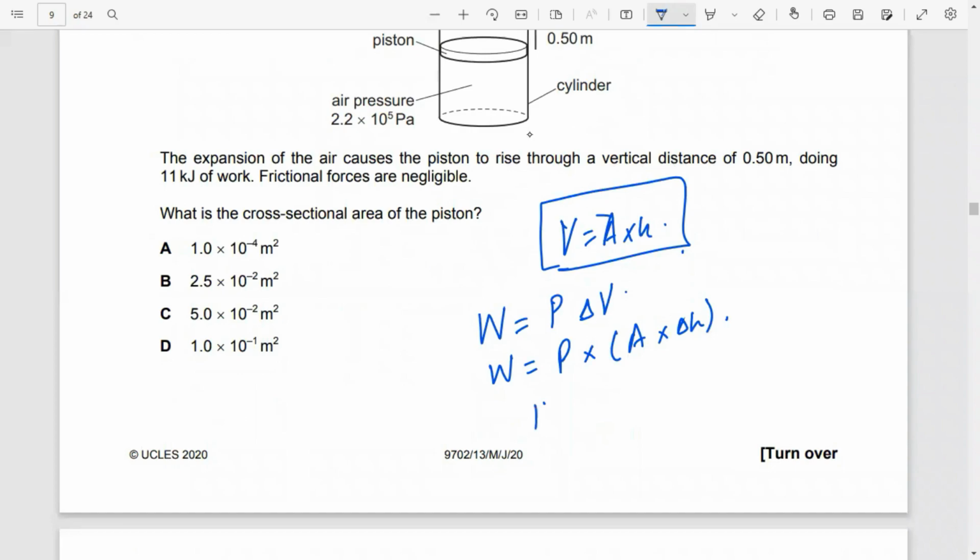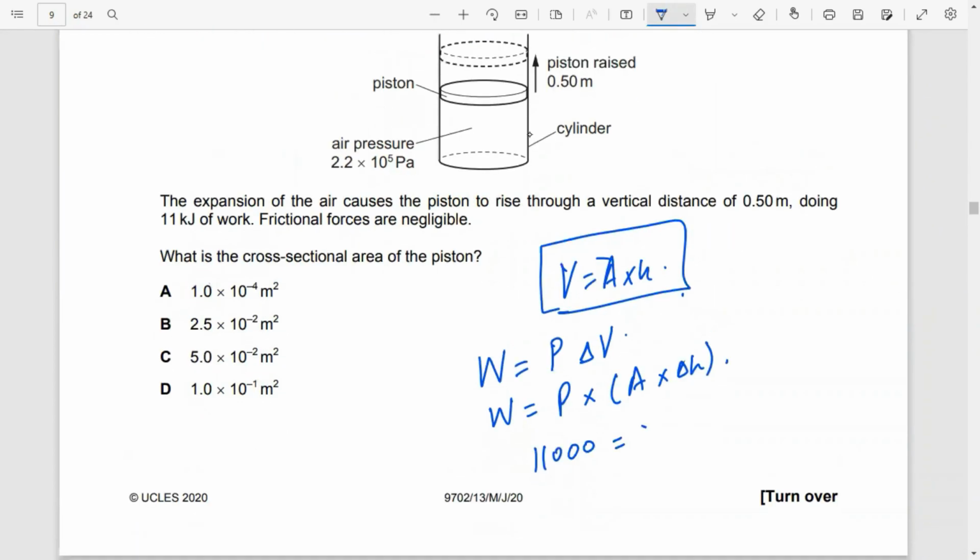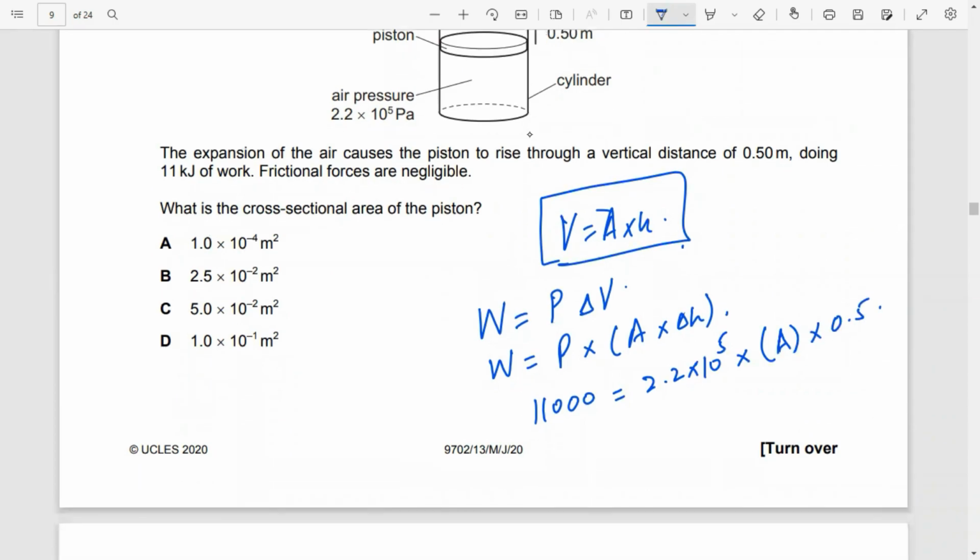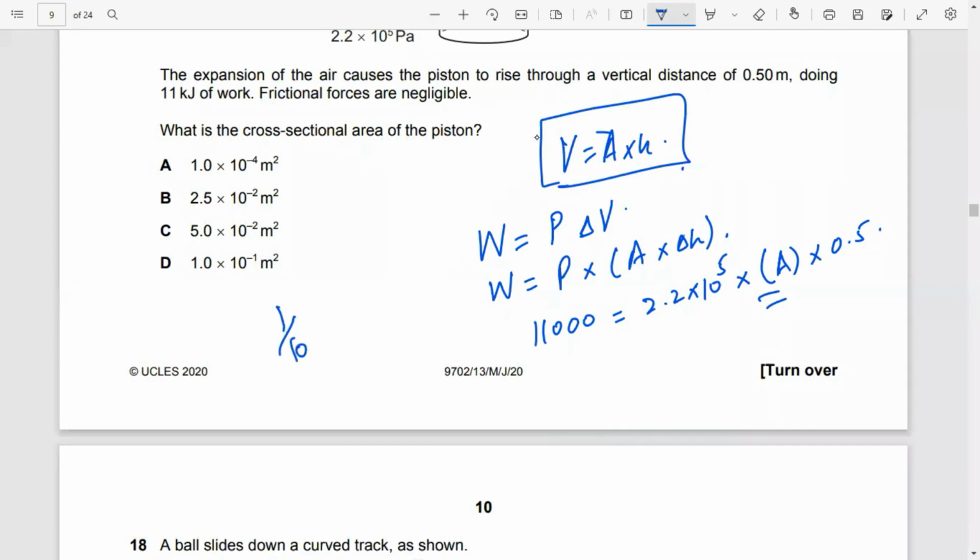Now work done is 11,000 joules. The pressure is 2.2 into 10 raised to power 5. Area is what? आपने निकालना है. And height is 0.5. इसको जरा करें, आपका आंसर आ जाएगा. 1 divided by 10 is 0.1. D आंसर बनता है.